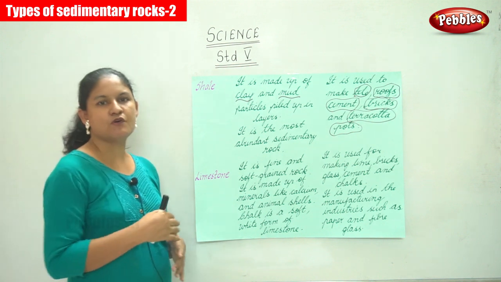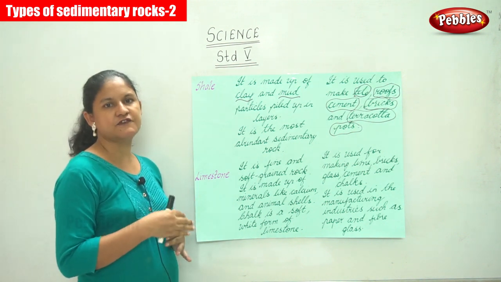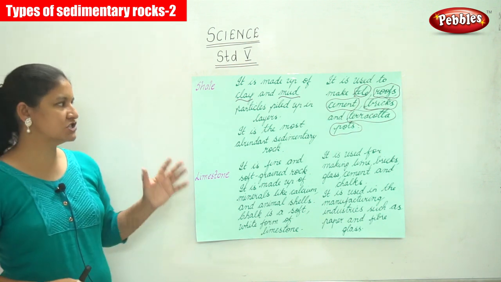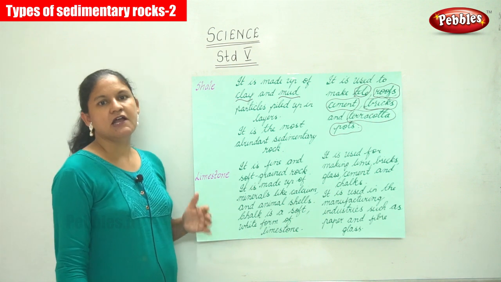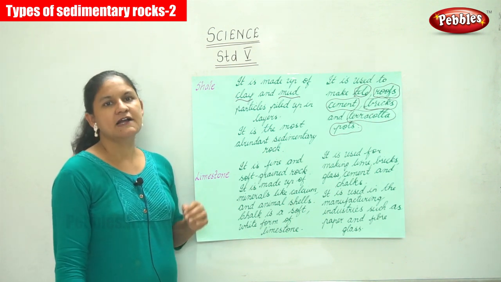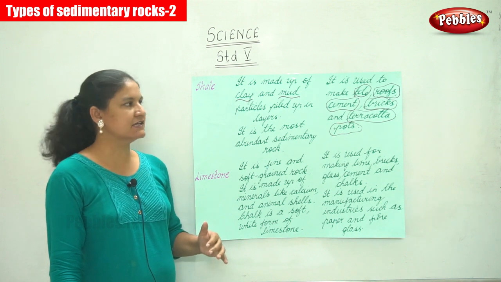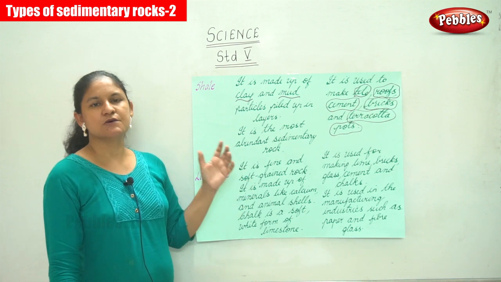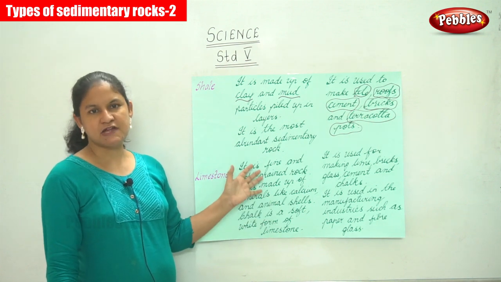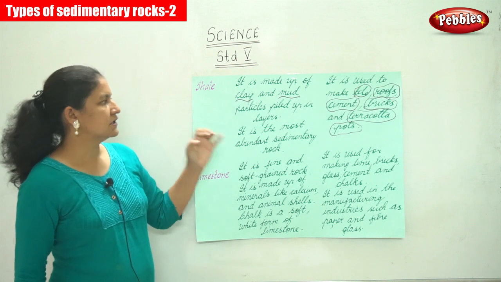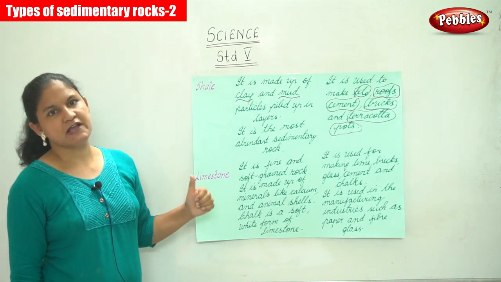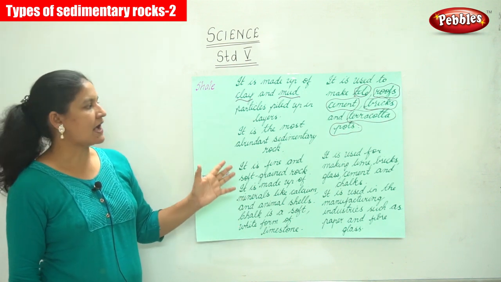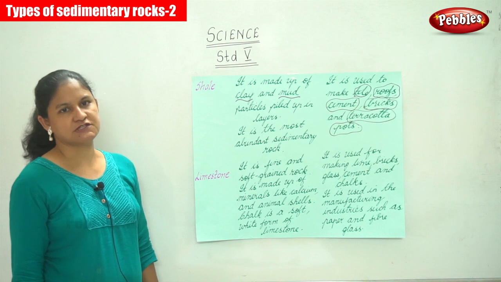So the next type of sedimentary rock, that is after sandstone and conglomerate, we have the shale, and the shale is made up of clay and mud particles piled up in layers, and it is the most abundant sedimentary rock. And you see that it is used to make tiles, roofs, cement, bricks and your terracotta pots.